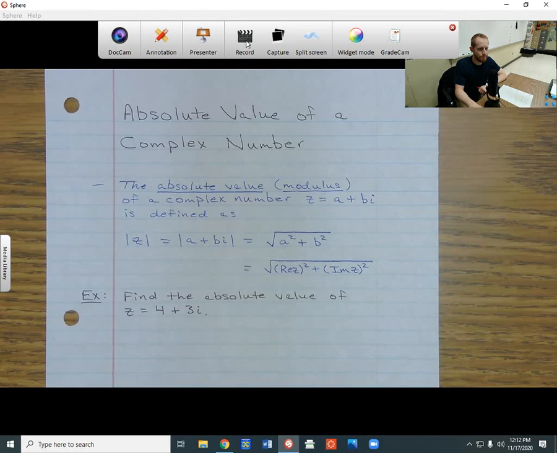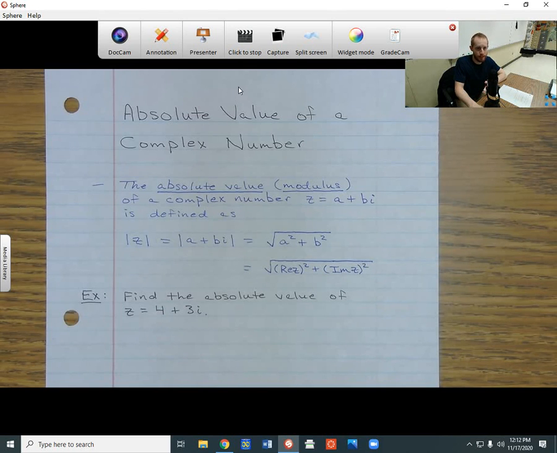Alright, so the absolute value of complex numbers. Now, exactly as with real numbers, you can find the absolute value of a real number. That's just the distance between any real number and 0. And it works kind of the same for complex numbers as well, except you're finding the distance between a complex number and the origin, which is (0, 0) on the coordinate plane.